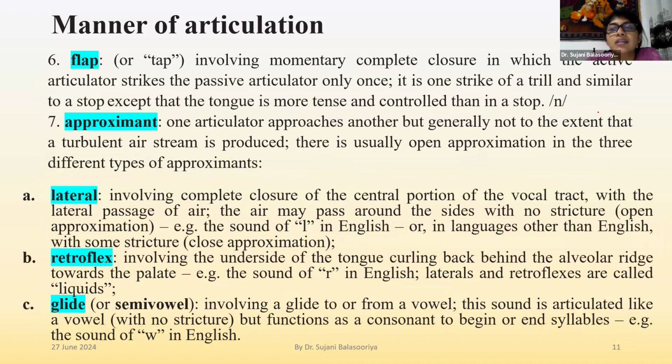Okay, and there's another one that is flap or tap. This is momentary complete closure, right? Momentary means within a short time only we create this closure or blockage in which the active articulator strikes the passive articulator only once, quickly. It is one strike of a trill and similar to a stop, except that the tongue is more tense and controlled than in a stop, like n.